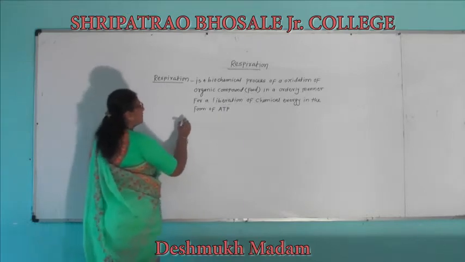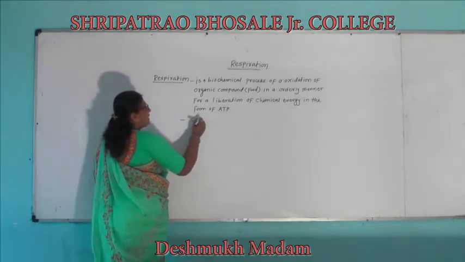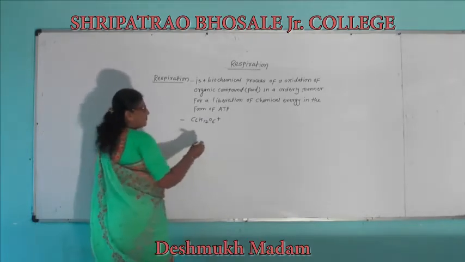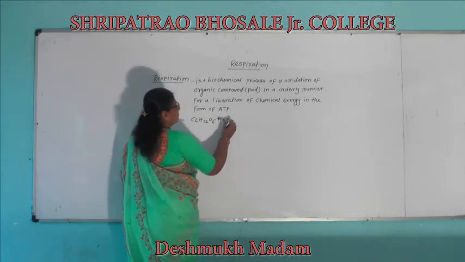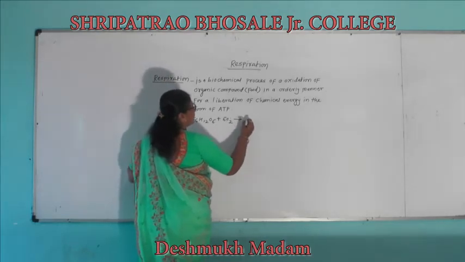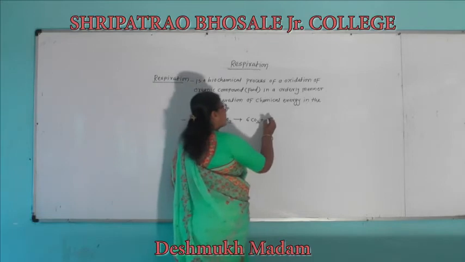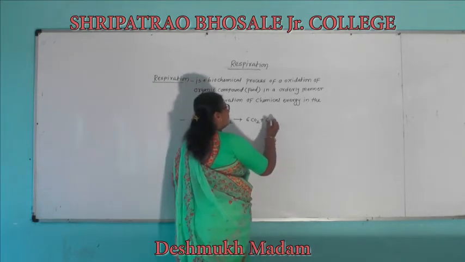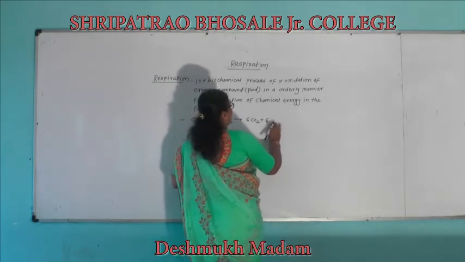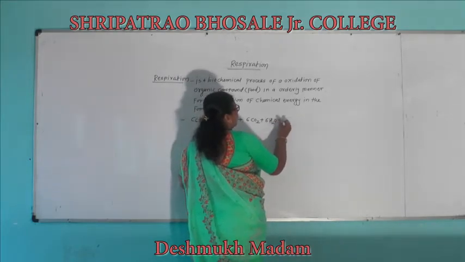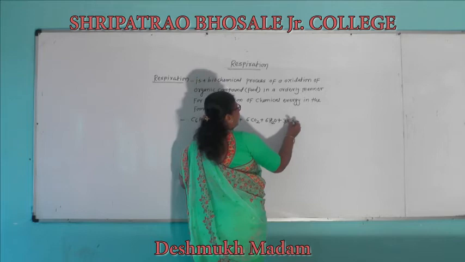Then, C6H12O6 plus 6O2 gives 6CO2 plus 6H2O plus 38 ATP.